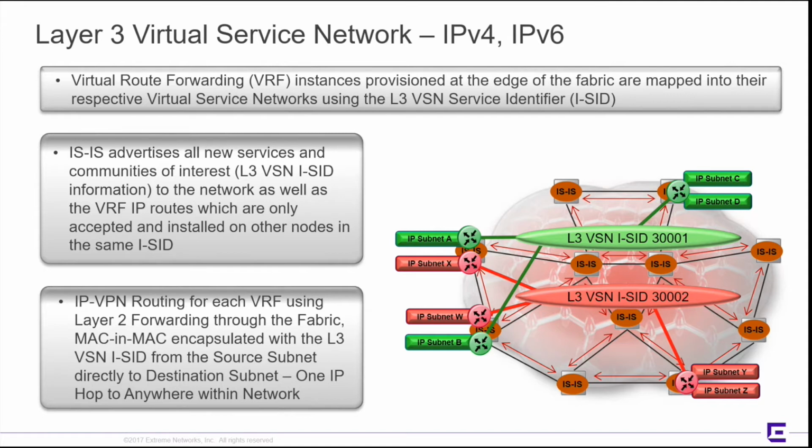It's one hop for everything. So if I'm on subnet A, if I want to get to C, it's one hop from A to C, one hop from A to B, etc. So no matter how many nodes in the middle would fail.